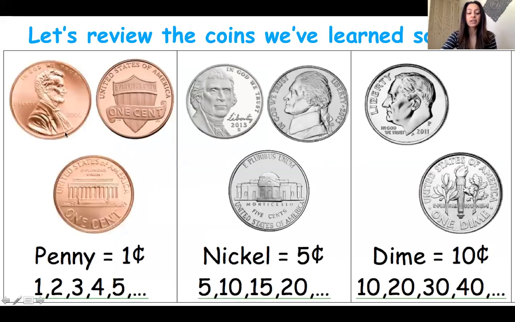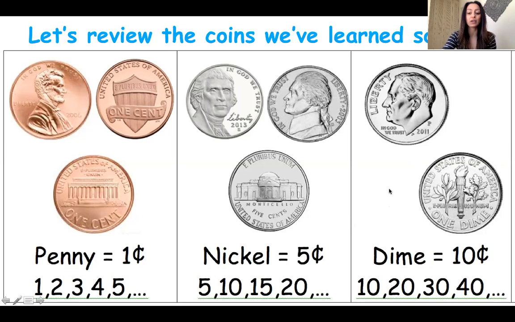So yesterday we talked about the penny, which is a bronze copper-colored coin. It is worth 1 cent, and you count it by ones. 1, 2, 3, 4, 5. Then we learned about the nickel, which is a silver coin, and it's worth 5 cents, and you count by fives. 5, 10, 15, 20. And then the last coin we learned about was the dime, which is worth 10 cents, and we count that by tens. 10, 20, 30, 40, 50.